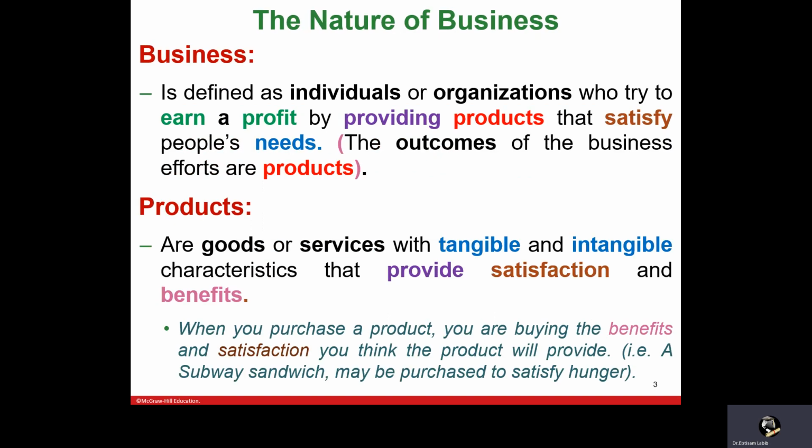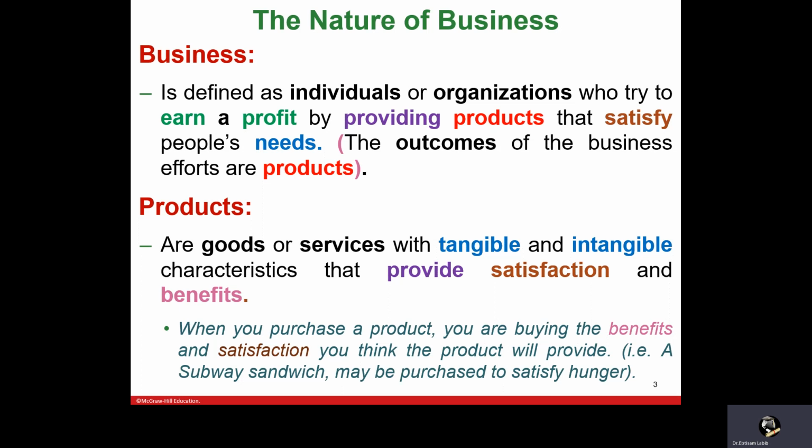If we want to define what is meant by the business, we can say that the business is individuals or organizations. Those individuals or organizations will have the fundamental purpose of earning a profit. How can they earn that profit? By providing products to the consumers to satisfy their needs. So we can say that the outcome of any business would be providing the products.